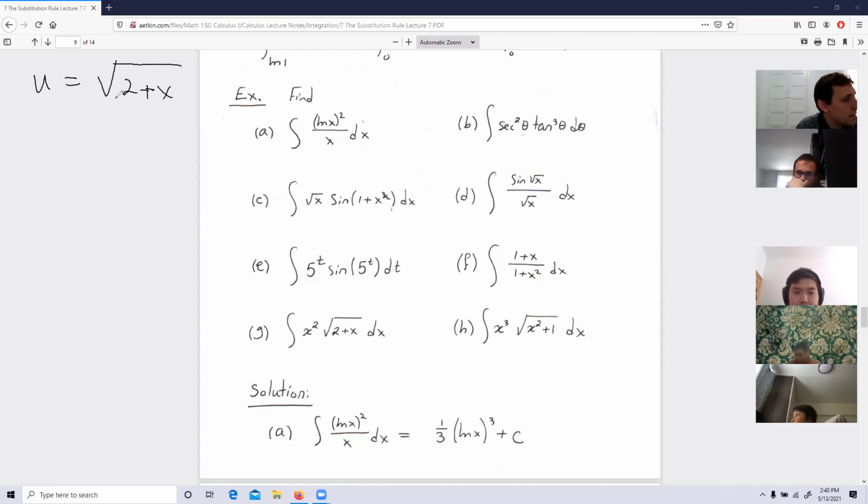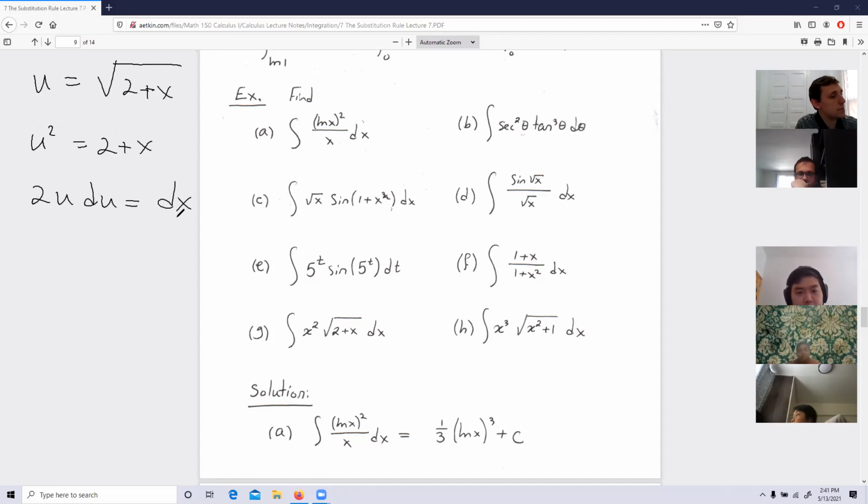And then what do I do, guys? I don't take the U, I just square it. You see, I say U squared is 2 plus x. And then we have 2u du is equal to dx. Do you see that? 2u du is dx. So then what else do we have here?